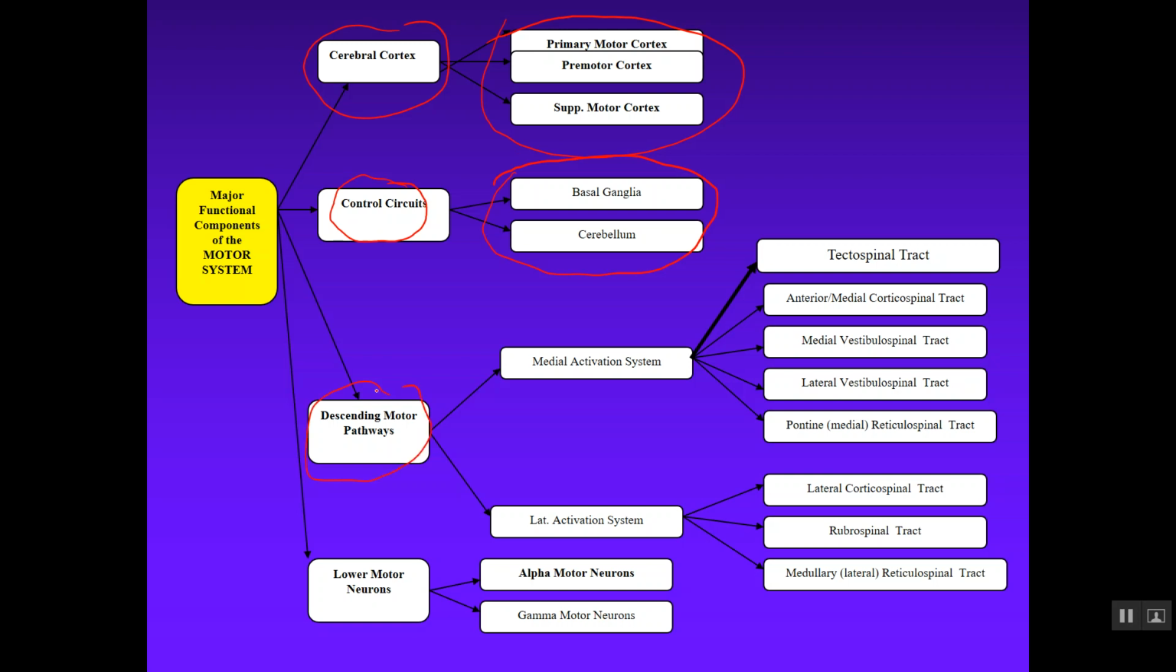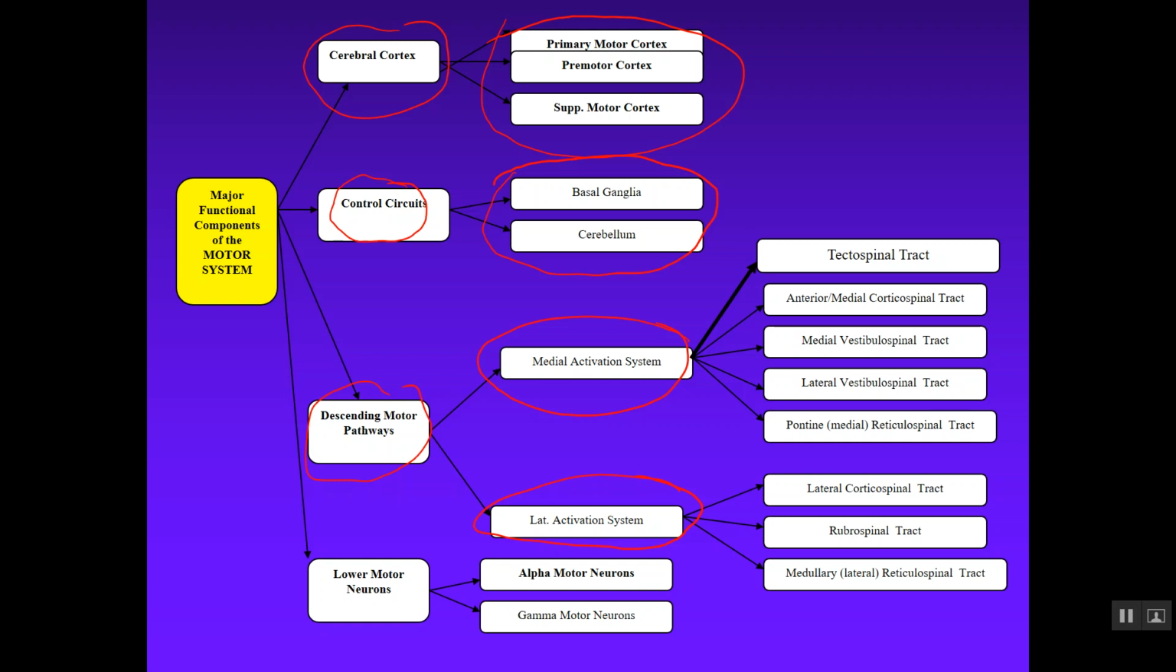Then we have the descending motor pathways. Once you've made the decision to move, once it's been processed in the basal ganglia and a copy of that message has been sent to the cerebellum, it has to go down these pathways through the brainstem and spinal cord, okay? So they're efferent, descending motor pathways. We can grossly divide this into two major categories: a medial activation system and a lateral activation system, okay? Kind of like we had the anterolateral system and the dorsal column medial lemniscal system.